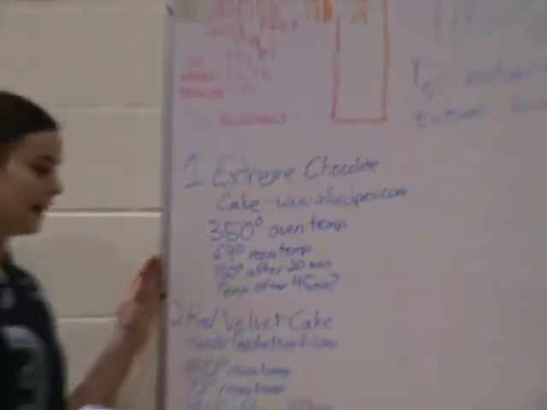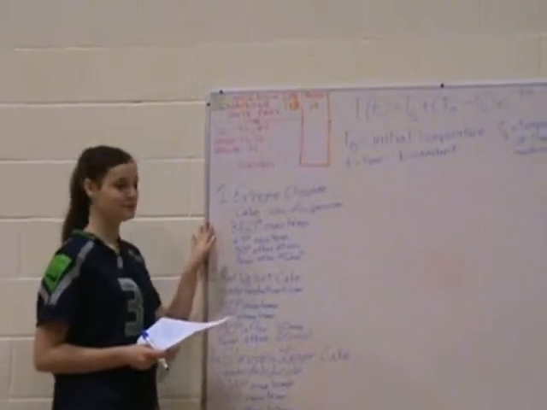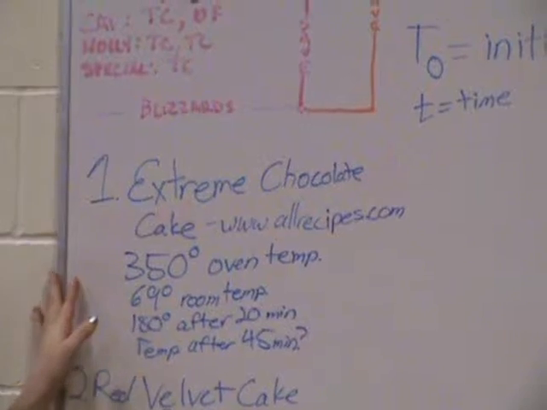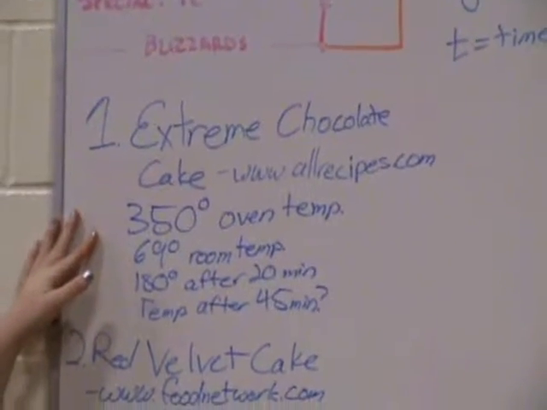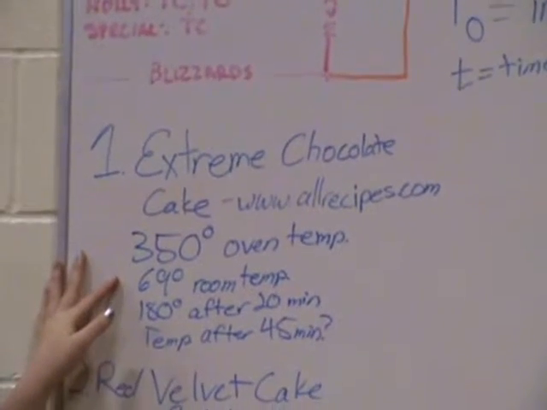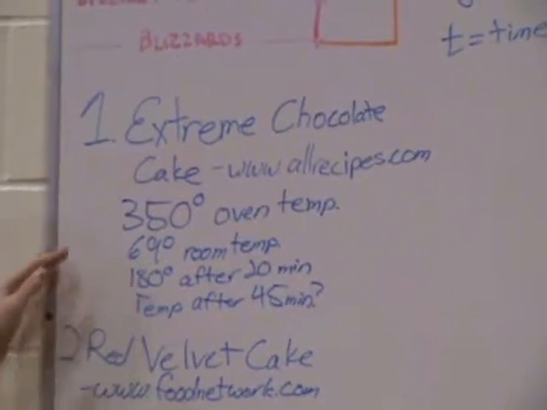So I found 3 delicious cakes. The first one is extreme chocolate cake from allrecipes.com. The recipe called for an oven temperature of 350 degrees. The room temperature, which would be the temperature of the surrounding medium, I put at 69 degrees for this cake.